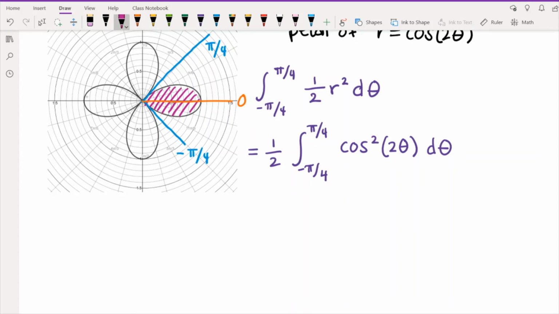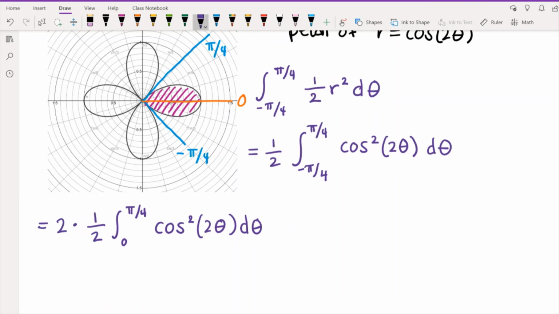So what we can do is rewrite this as 2 times 1/2 times the integral from 0 to pi over 4 of cosine squared of 2 theta. It would work out totally fine if you left the bounds as is, but this just makes it a little bit easier.